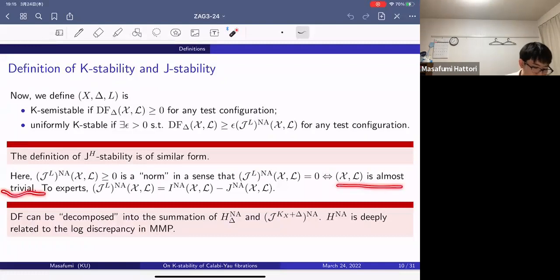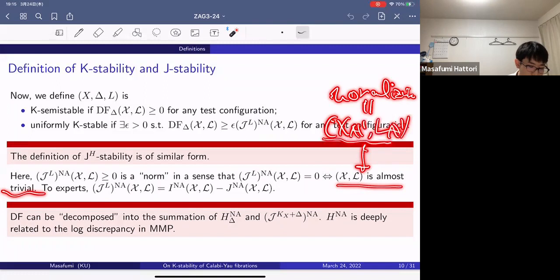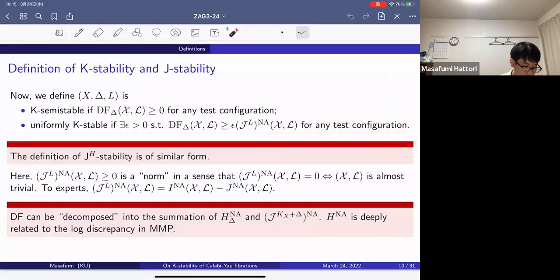And (calligraphic X, calligraphic L) is almost trivial means that its normalization coincides with the product with the G_m trivial action. To experts, this notion is more familiar than J_L. And it is known that the Donaldson-Futaki invariant can be decomposed into the summation of H^NA_delta, J^(-K_X - delta) plus delta times the non-Archimedean energy. This H^NA is called the non-Archimedean entropy.